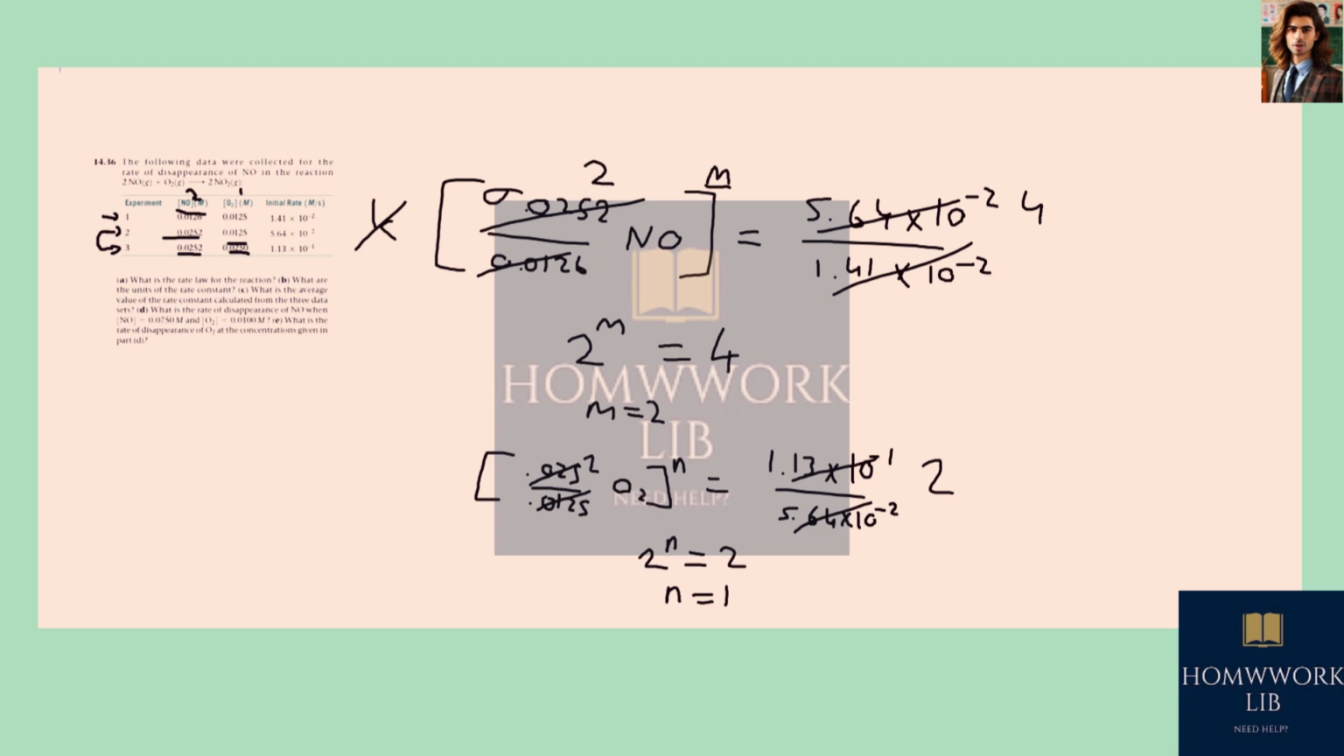So if you want to write the rate law, it's going to be k times [NO] to the power of 2 times [O2].